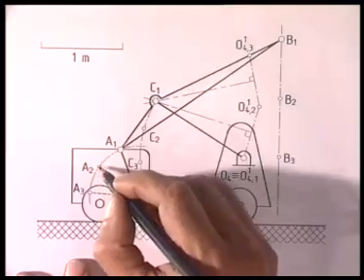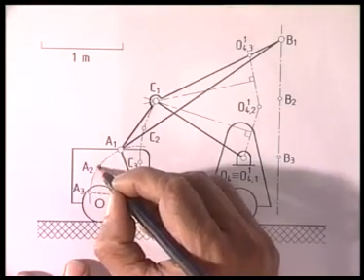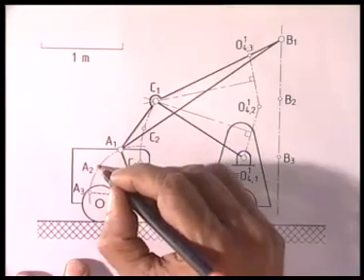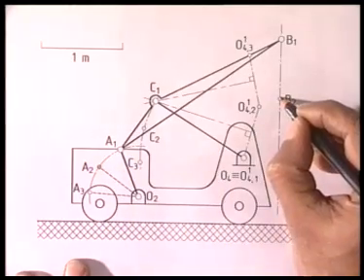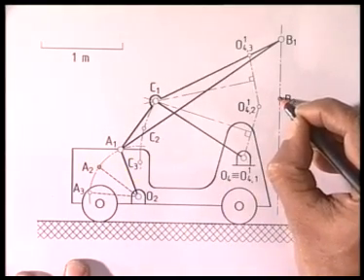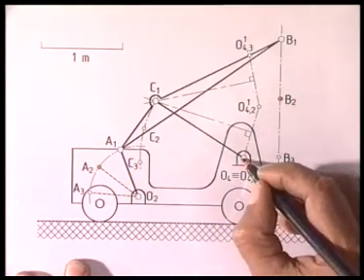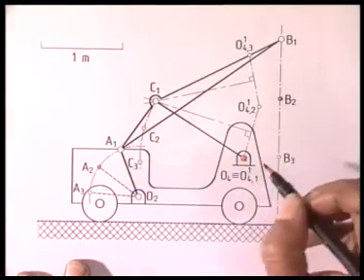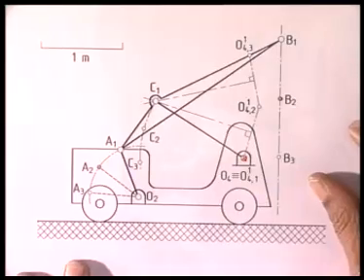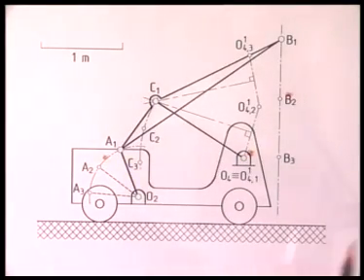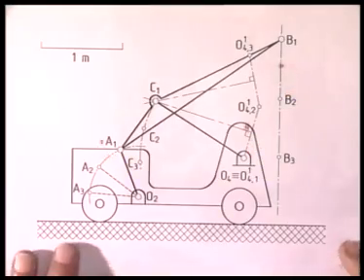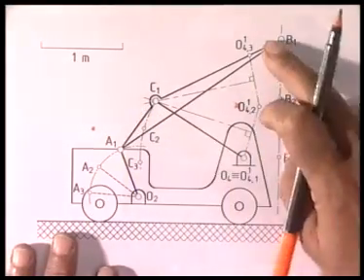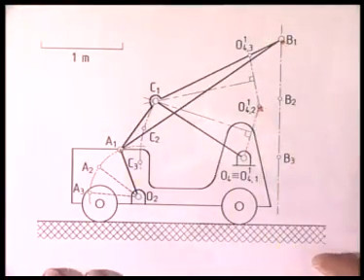We mark A2, B2 and O4. These are the relative positions of A2, B2 and O4. Because the link AB is not moving, when I make a kinematic inversion, I take this A2 and B2 to coincide with A1 and B1 respectively.